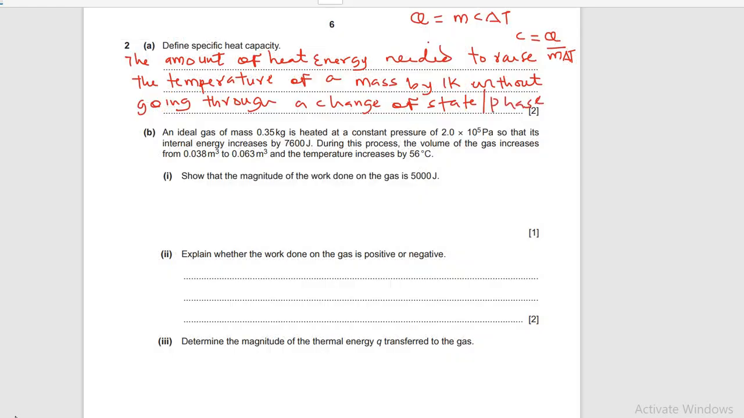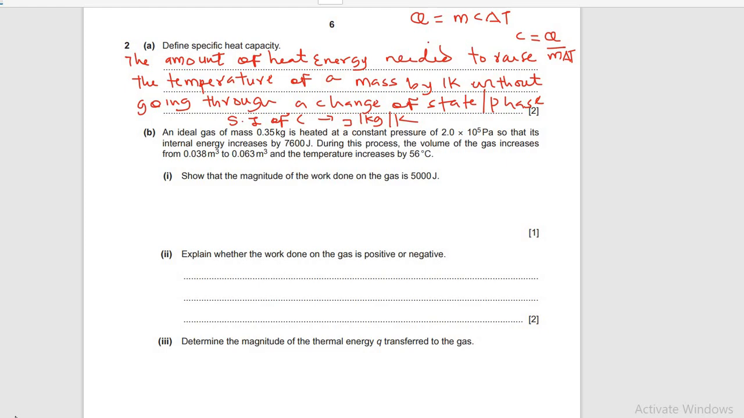It can also be, if you use the formula, the quantity of heat energy needed per unit change in temperature and per unit mass, which is also acceptable. Don't forget to put the unit. I like putting the unit when I'm defining it. The SI unit of specific heat capacity is joule per kg per Kelvin. That's it. The next question.